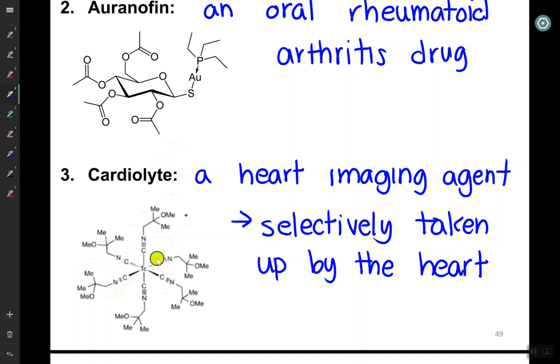So it's got a very unique structure. The technetium's in the center. It's got these isocyanate ligands with these methoxy groups, so pretty simple structure. This is a radioactive drug, so the technetium is actually, I don't remember the isotope, but it decays and it produces gamma rays, and the gamma ray is what's being imaged when you use it for heart imaging.